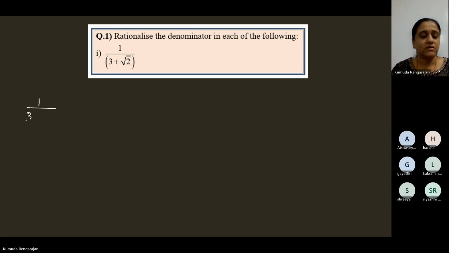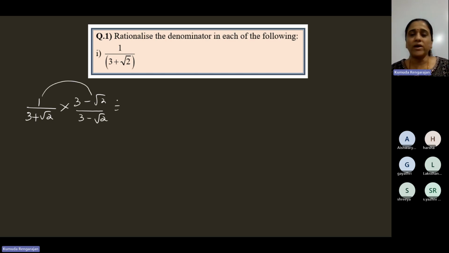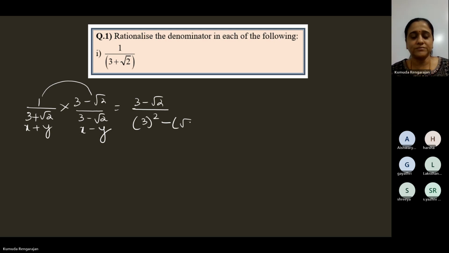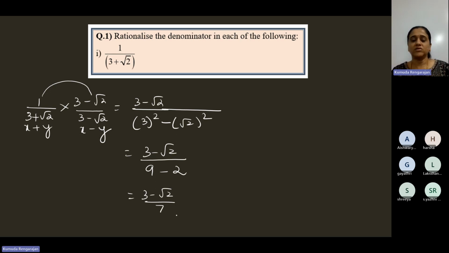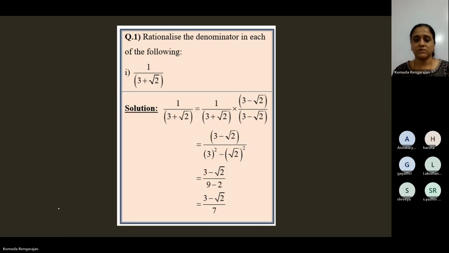So see, it's very simple. You'll have to just multiply and divide by the conjugate, which is 3 minus root 2. Now multiply the numerators. 1 into anything is the same thing. Multiply the denominators. Denominators are of the form x plus y into x minus y. 3 plus root 2, 3 minus root 2. So it is x square minus y square. So it is 3 minus root 2 divided by 3 square is 9 minus root 2 square is 2. So 3 minus root 2 divided by 7. So the irrational denominator has become rational. Take it down, children.